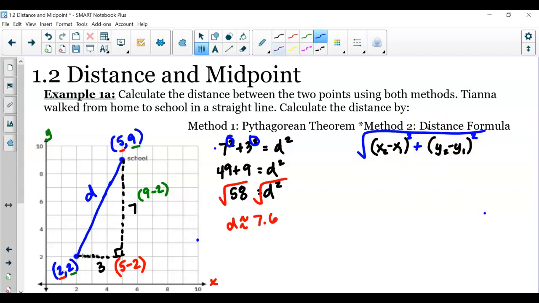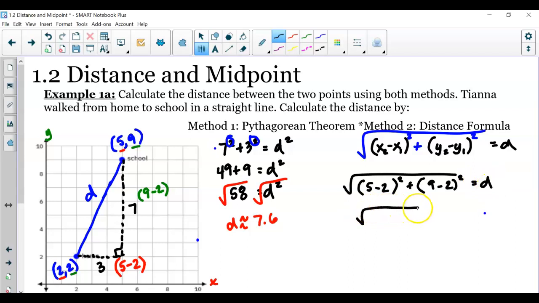So again, if you wanted to use the distance formula, d is equal to the square root of the distance between the two x's, 5 and 2, squared, plus the difference between the two y's, 9 minus 2, squared. Then I have the square root of 3 squared plus 7 squared, which is the square root of 9 plus 49. There you still get the square root of 58, which is approximately 7.6.